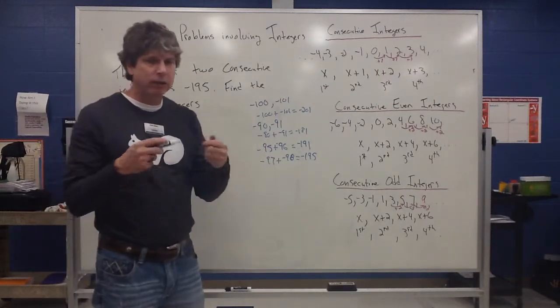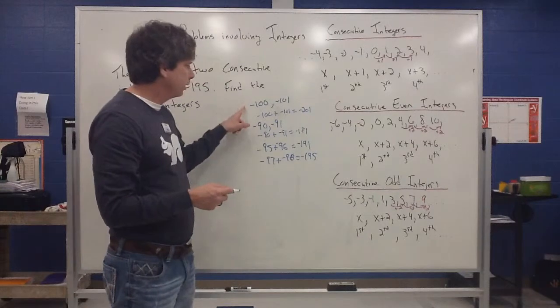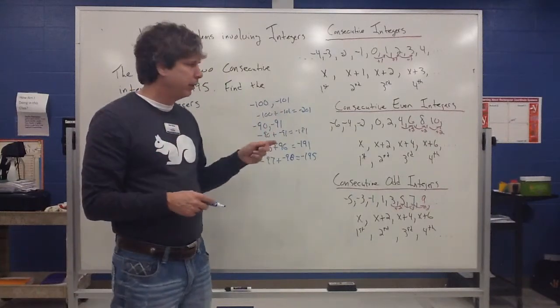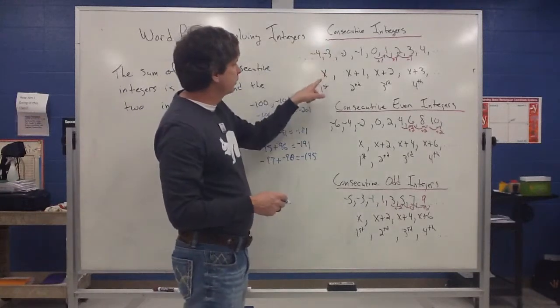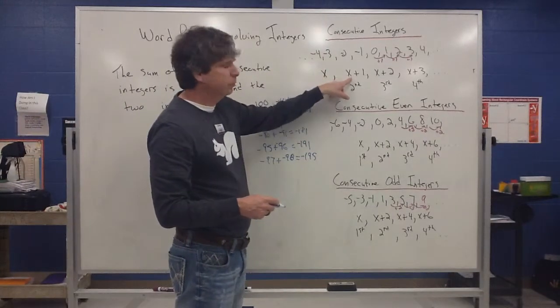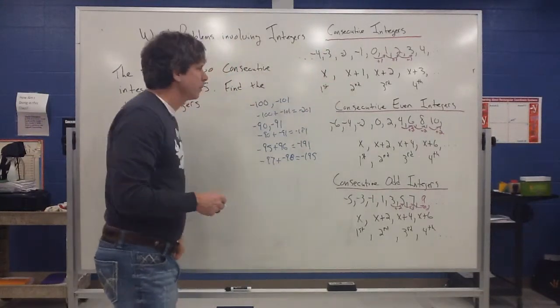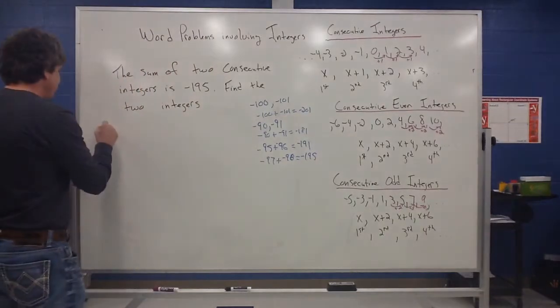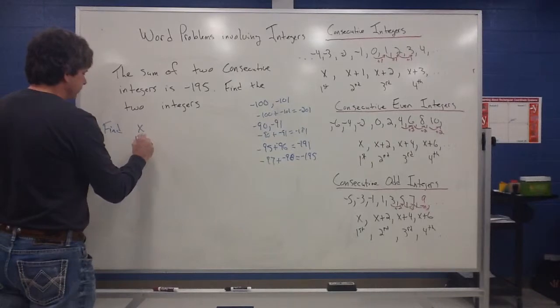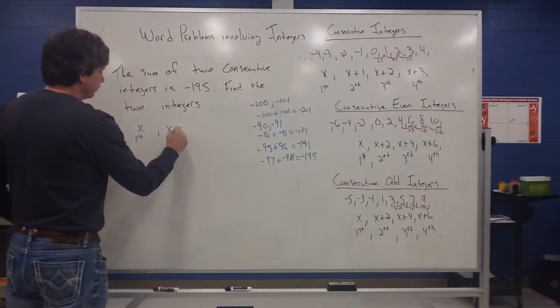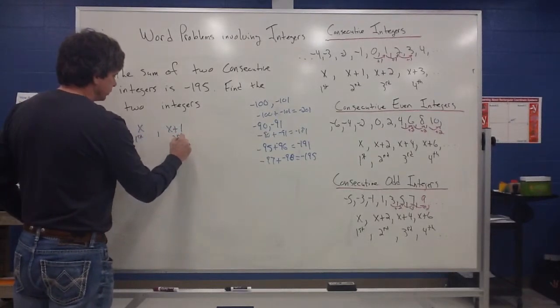So I don't have to use an equation to solve these. I can just stick it out using my own playing around. Now, if we want to use the pattern, we do know that for consecutive integers, if I say x is the first one, then x plus 1 has to be the second one. Okay? So if I'm trying to find the numbers, x is going to be the first integer, and x plus 1 is going to be the second integer.